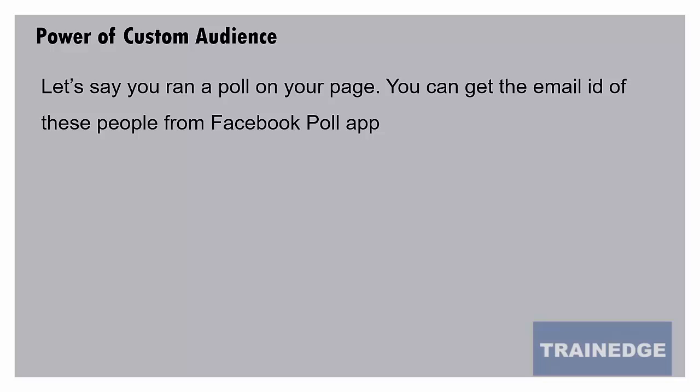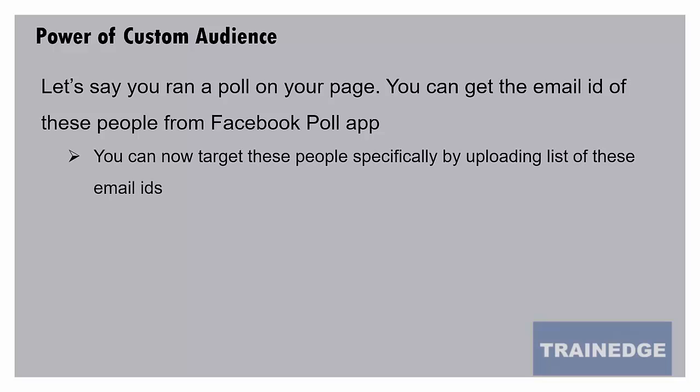Let's say you run a poll on your page. So everybody who participated in the poll, their email ID you can get from your Facebook poll app, and then you can run a follow-up set of ads that targets these people specifically by uploading these email IDs to Facebook. So you upload the email ID to Facebook, and it will create a custom audience of people by matching the email ID that you uploaded with email ID on profiles of people, and then your ad will be shown to these people only.